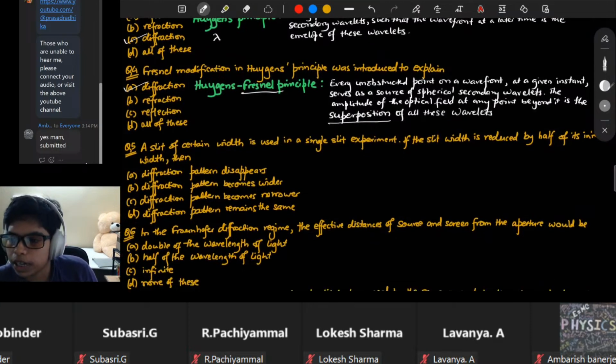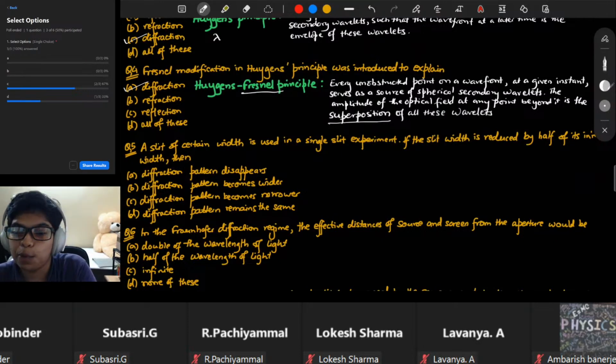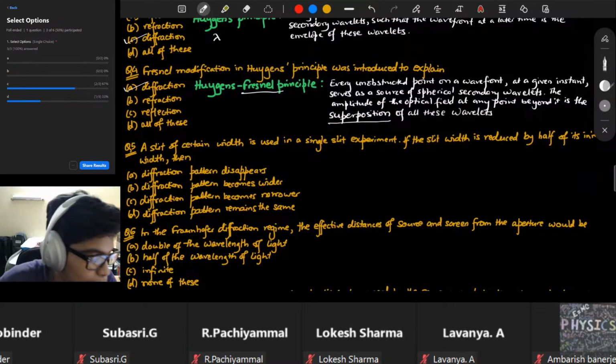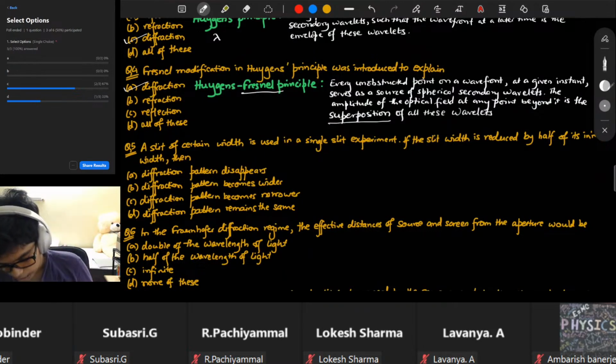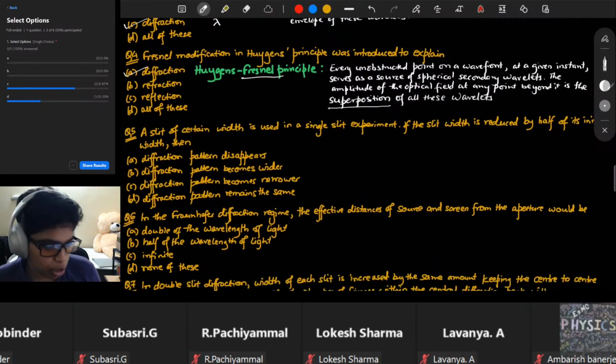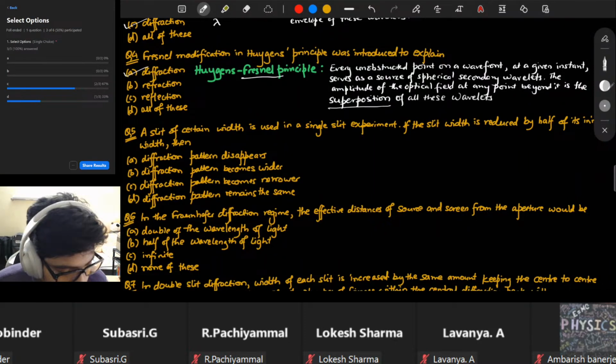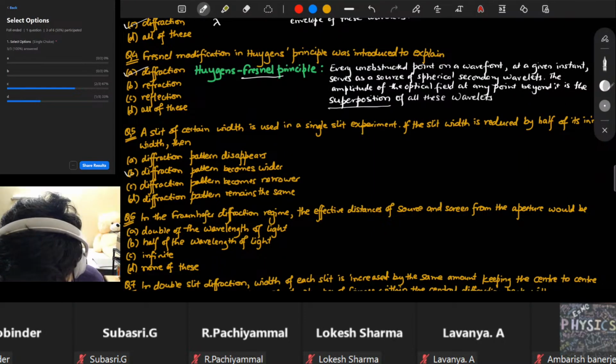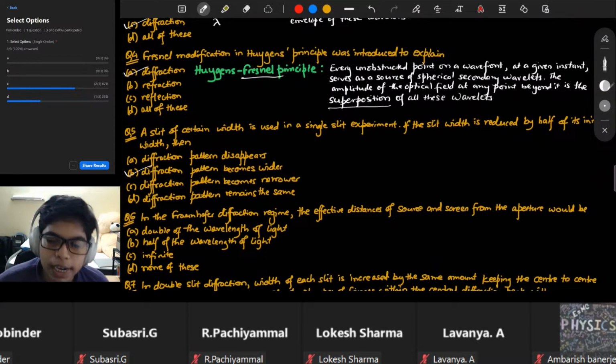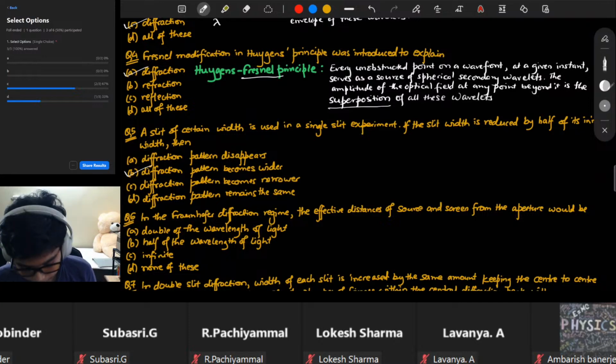Unfortunately, none of you have got this question right. Let me share the results of the poll. I was waiting to see everyone get a question right, but instead I have come across a question which none of you got right. But that means that my simulations would probably help you. The answer to this question is option B. The diffraction pattern becomes wider. So if you reduce the slit width, then the diffraction pattern becomes wider.